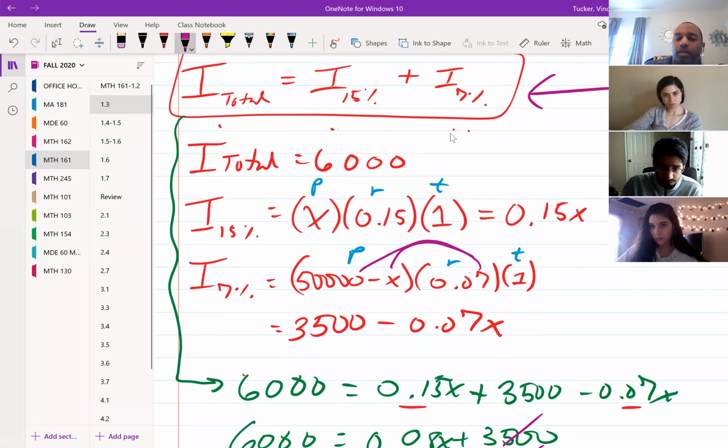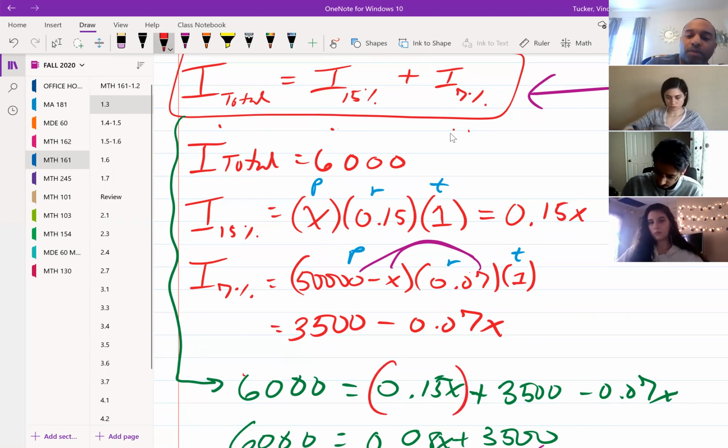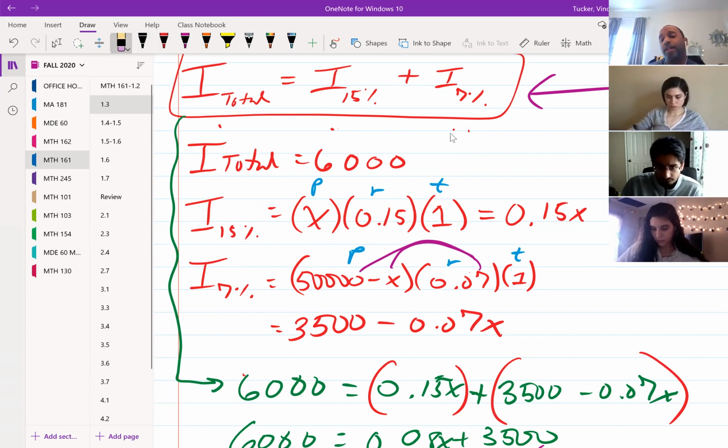And that would translate to this equation right here in green. So we have 6,000 equal to 0.15X, and that's the first account, and then plus 3,500 minus the 0.07X, which is that second account. And once again, I don't need the parentheses, but I just did that temporarily to show the pieces that we added.